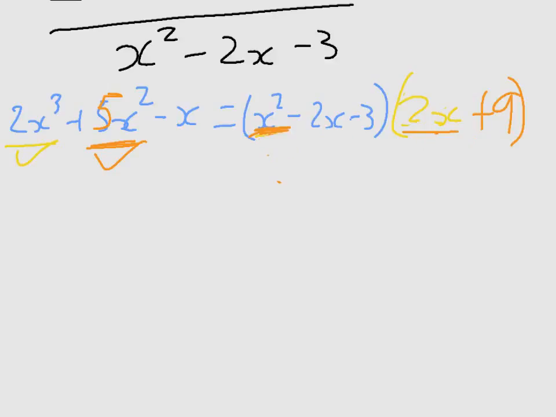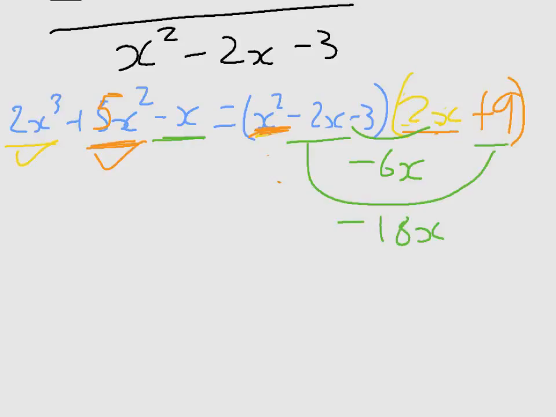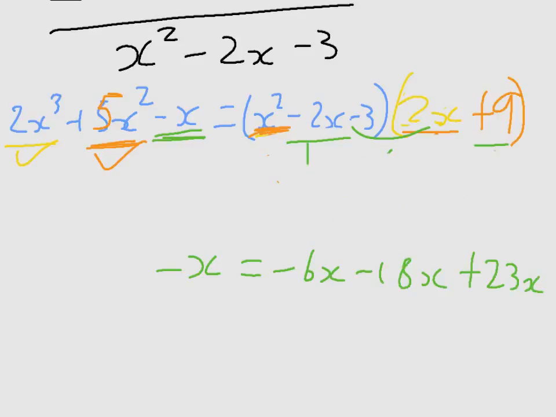Well, I've covered my first two terms. Now I need to find a negative x. So how many x's do I have? Well, I have here minus 6x, and I have here minus 18x. So I have a minus 24x. I want only one, so negative x is going to be equal to minus 6x minus 18x, and I'm going to have to add 23x to get that equal to my left hand side. So what I'm going to write over here, I'll just write it below because I'm running out of space there, would be plus 23x.